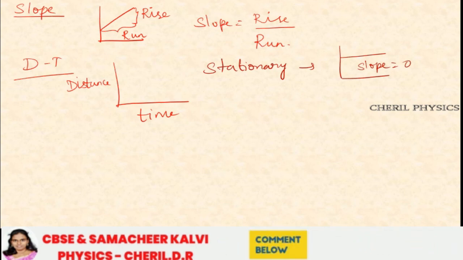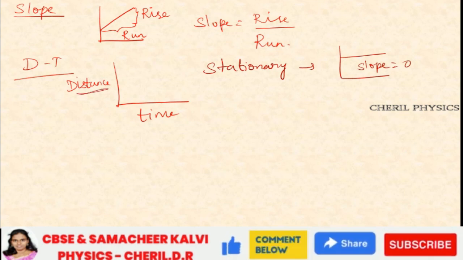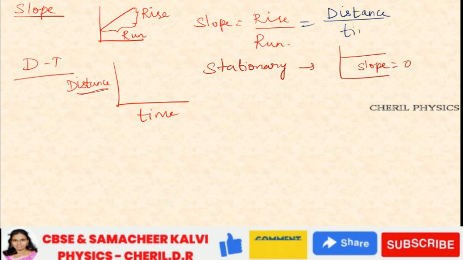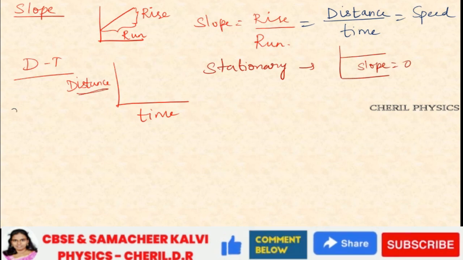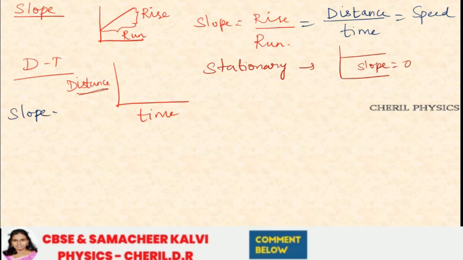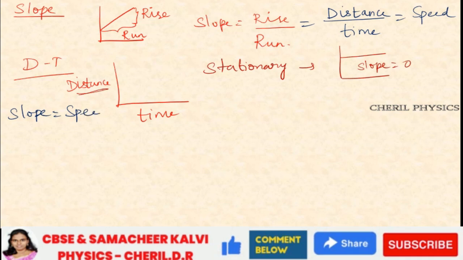Rise would be the change in the y coordinate, which is the distance. So for rise we had distance, and for run we had time. So what is rise by run? Distance by time gives us the speed. So you were able to say that the slope of a distance time graph gives the speed of the object. For a stationary object there is no speed, there is no motion, that's why the slope is also 0.